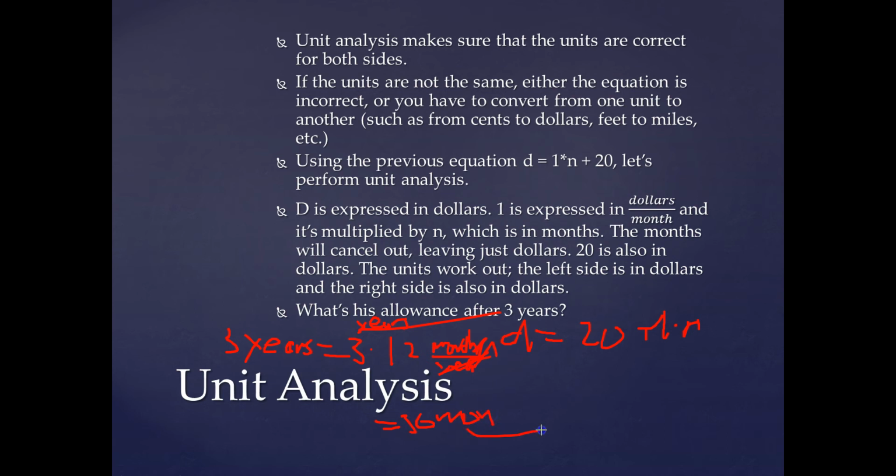So now we can put 36 months into here, and now the units will correctly work out. We get dollars, 20 plus 1 times 36, that's 20 plus 36. Both of these are in dollars, so we know that D is now equal to $56.